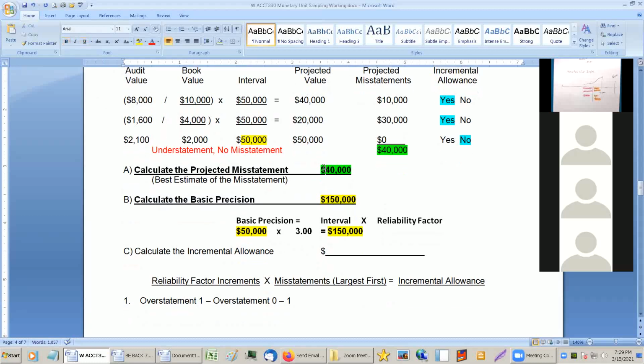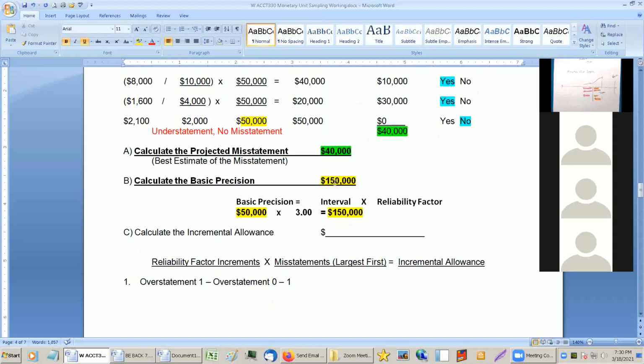So if we didn't have any problems, well, first of all, there would be no projected misstatement. If we have any problems, well, it could be too, if they covered the entire interval, we wouldn't have any incremental allowance. But anyway, this would be the basic precision. So if there's no problems, it could still be up at 150,000.